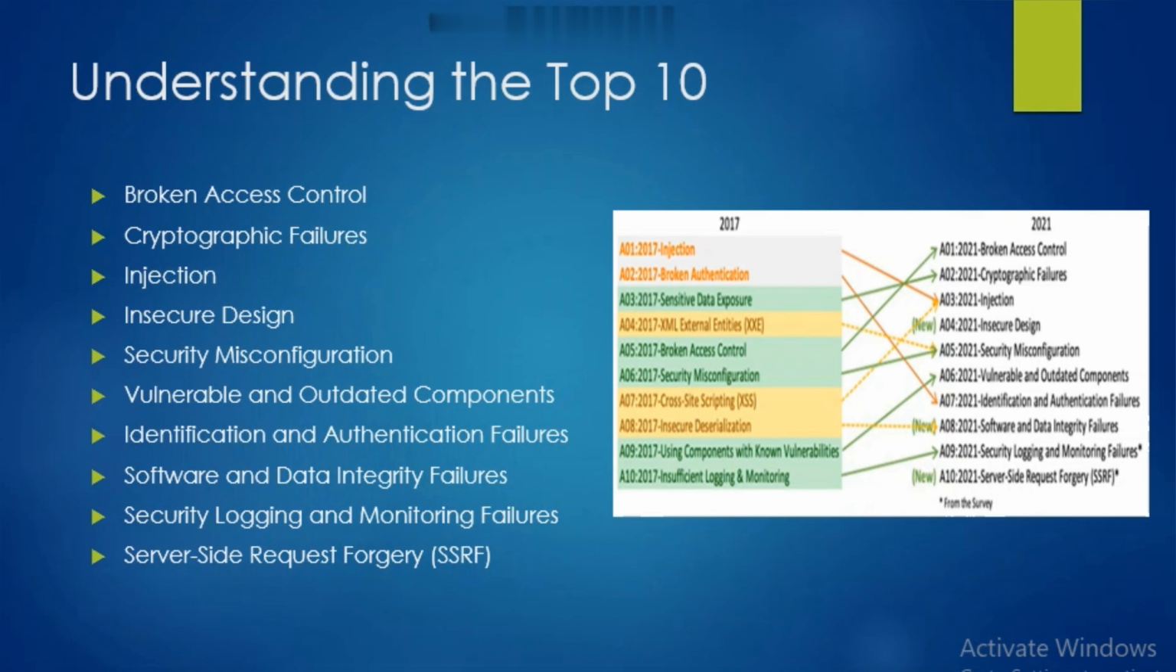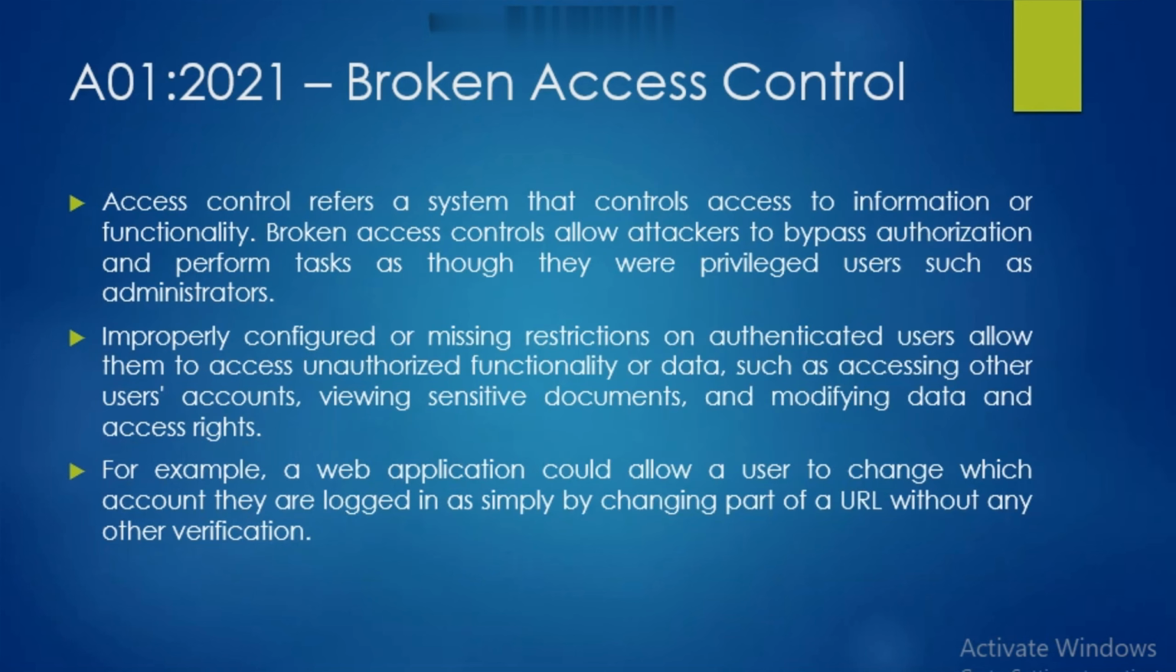The OWASP Top 10 2021 list consists of broken access control, cryptographic failures, injection, insecure design, security misconfiguration, vulnerable and outdated components, identification and authentication failures, software and data integrity failures, security logging and monitoring failures, and server-side request forgery, that is SSRF. Now we'll talk about broken access control.